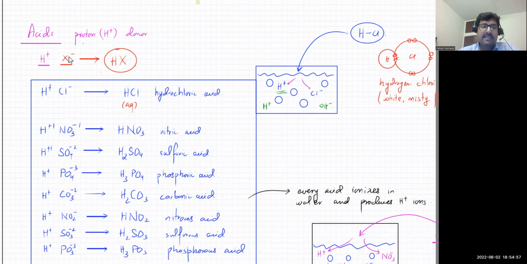ठीक है, इधर मैंने X लिखा हुआ था. So you can have H plus 1 next to Cl minus 1. They'll combine together to form HCl, which is hydrochloric acid. You can have H plus 1 with nitrate ions, that's nitric acid. You can have H plus 1 with SO4 minus 2. That is your sulfuric acid, H2SO4. ठीक है, you can do crisscross, that's sulfuric acid.